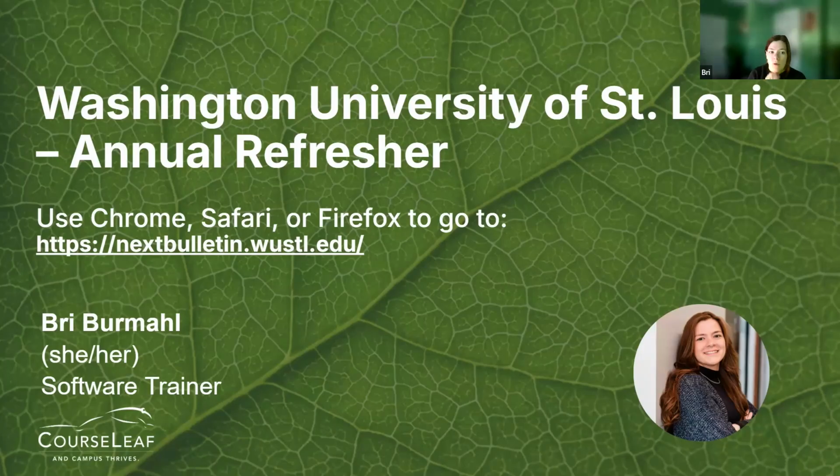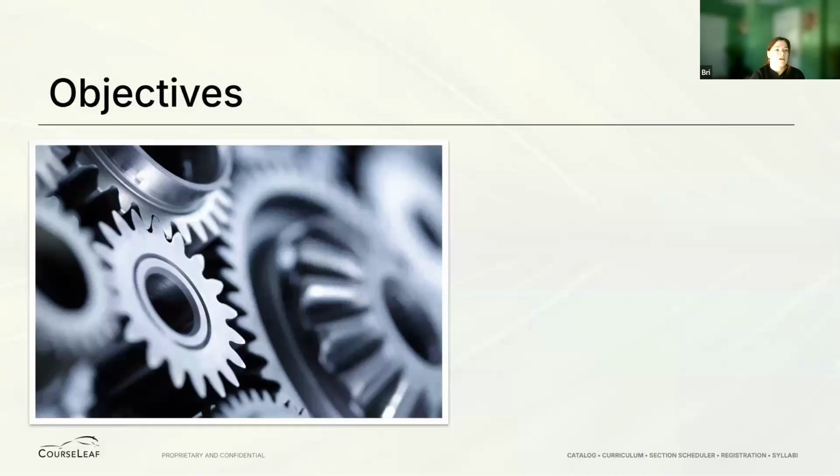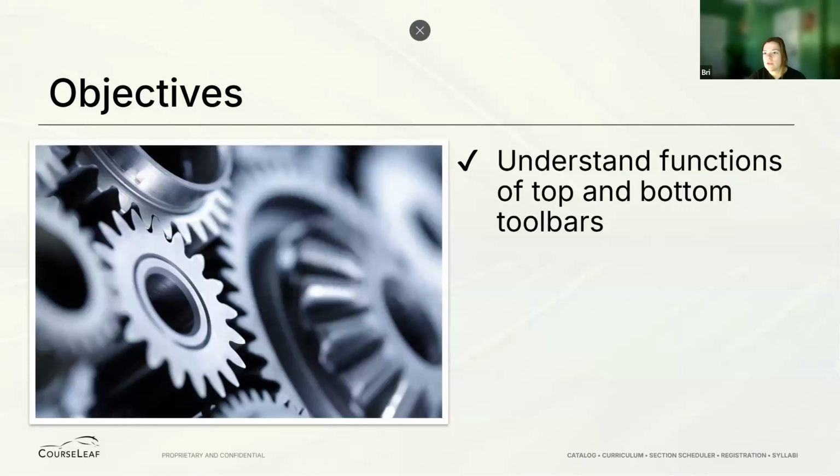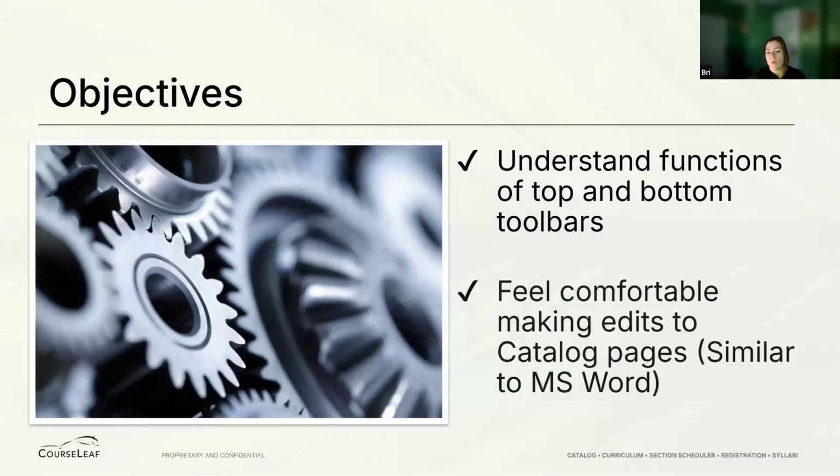So just starting off with a very quick PowerPoint, we're just going to go over some key elements of the day. First up, what is within our objectives? First off, we want to ensure that you can understand functions of the top and bottom toolbars. And two, we want to make sure that you feel comfortable making edits to catalog page lists. This is going to be very, very similar to Word. I am assuming we have probably all touched a Word document at some point in our lives. I know I've probably been in about 10 this week.